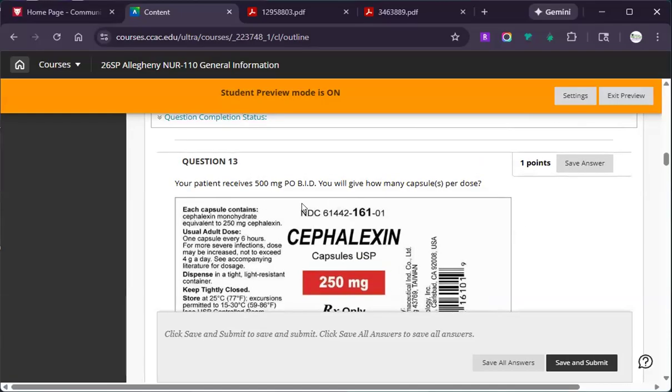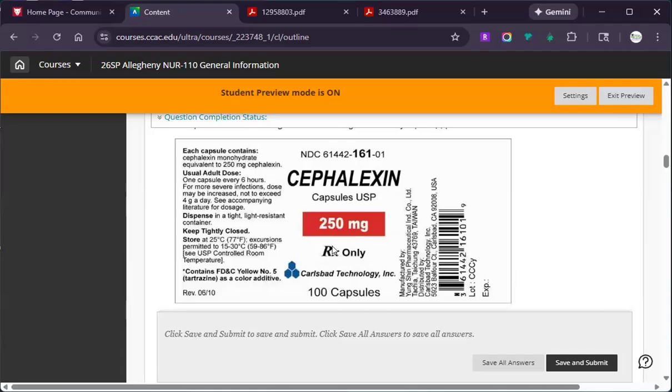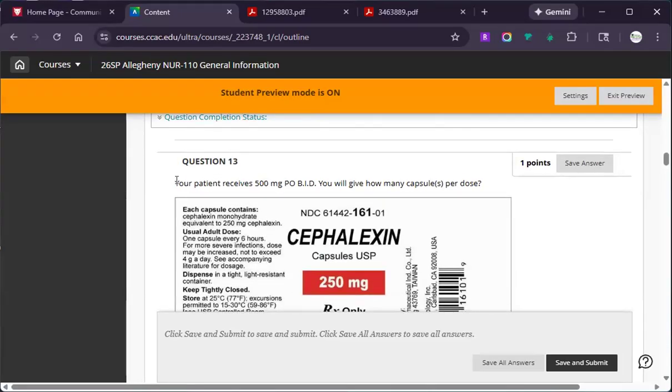But what you're going to do is pay attention when we're reading these questions and learning to read the labels. There's a couple things. So when it says your patient receives or the doctor orders, that is what that is, 500 milligrams. So it tells you the quantity or the amount of medication they want them to receive in the form of milligrams. Then it's going to say, because these are capsules, PO, which means per oral, so by mouth. And then BID means you're going to administer that dose twice a day.